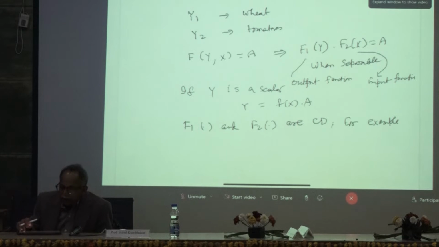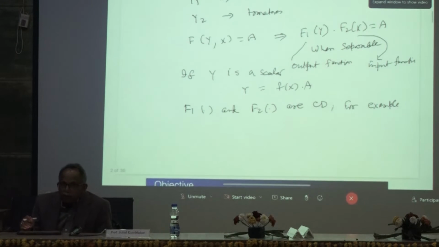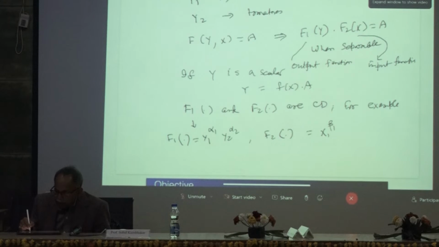Okay, so if that is the case, remember the way we write Cobb-Douglas. Again, this is just a product of all the inputs and product of all the outputs. So you can just write f1 like this: y1 to the power alpha 1, y2 to the power alpha 2. So this is for f1. And for f2, since this is x, you can write x1 raised to the power beta 1 and x2 raised to the power beta 2 and so on. You can have more than 2 inputs, right?